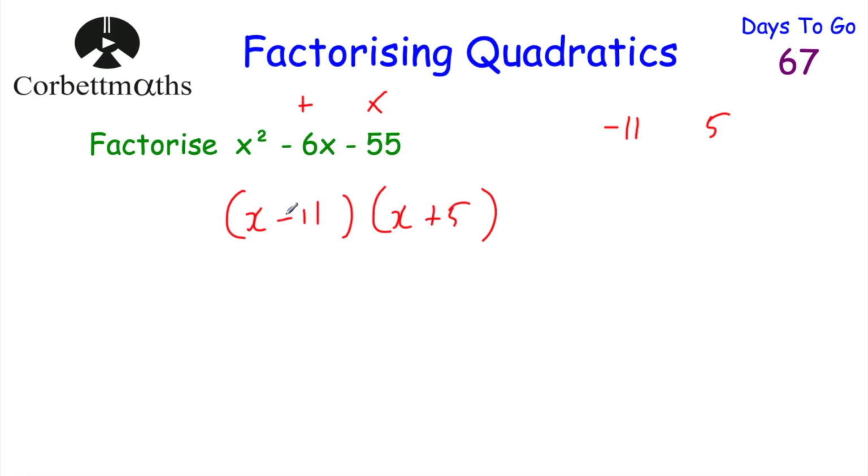And you could have written x plus 5 and x minus 11, but it doesn't actually matter which way around the brackets go, and that's it. So in the brackets it'd be x minus 11 and x plus 5. Okay, let's have a look at our next one.